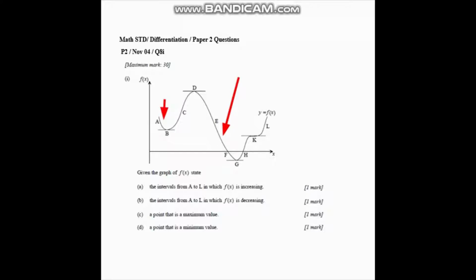In C, I want to find a point that is a maximum value. So this is obviously point D. Then I want to find a point that is a minimum value. So this is either B or G. So there are your answers. I hope you have found this easy to understand.